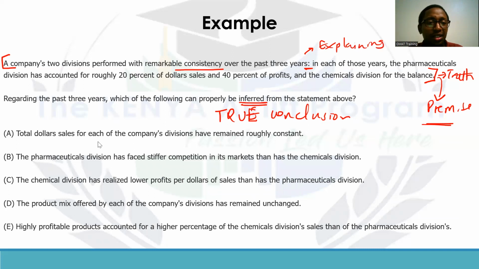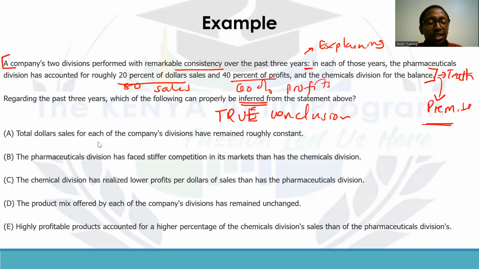So what's this consistency? The pharmaceutical division has accounted for 20% of dollar sales and 40% of profits, and the chemical division for the balance. That means 80% of sales and 60% of profits. So you understand that. So this is the consistency.